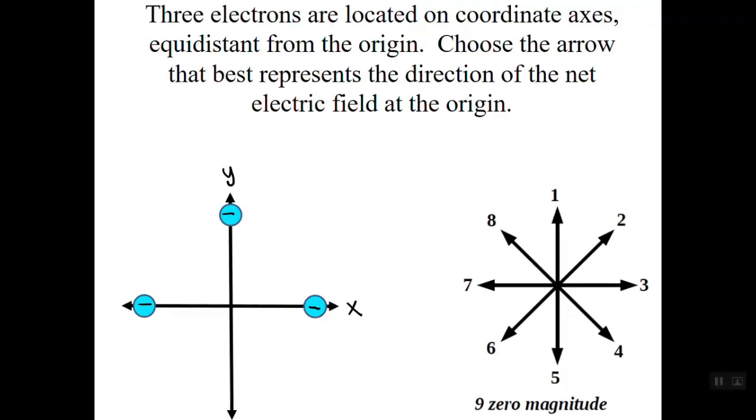First, however, let's do a quick review by trying to answer this question. 3 electrons are fixed to the locations on coordinate axes as shown. Each electron is the same distance from the origin. Choose the numbered arrow that best represents the direction of the net electric field at the origin due to these 3 electrons. If you think the net field is 0, choose answer 9. Pause this video and give yourself a bit of time to answer the question before continuing.